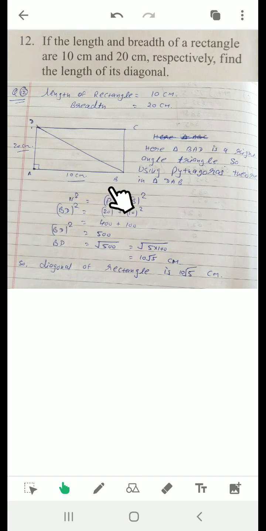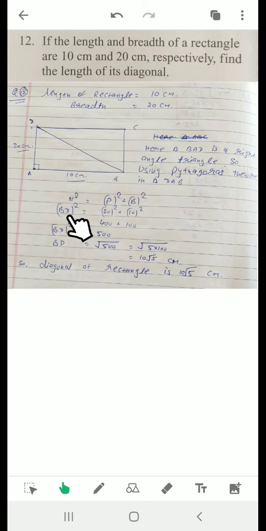So here, the triangle BAD is a right angle triangle. If it is a right angle triangle, then we can apply the Pythagoras theorem here. What is the Pythagoras theorem? The square of hypotenuse is equal to square of perpendicular plus square of base. This is the hypotenuse. The side opposite to the right angle is always the hypotenuse, and then this will be perpendicular, this will be base. So h square is equal to p square plus b square.